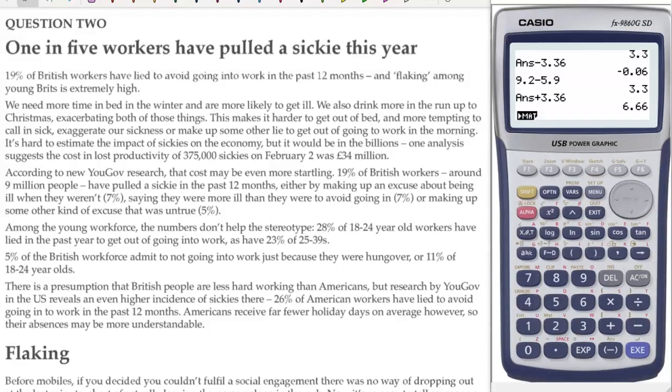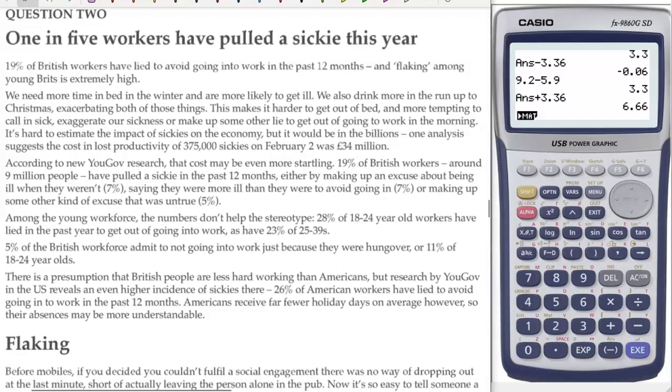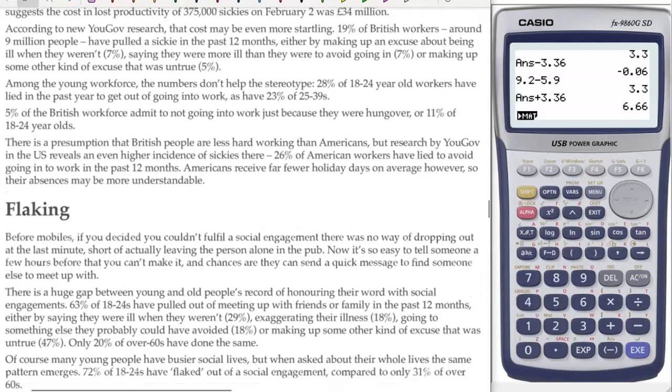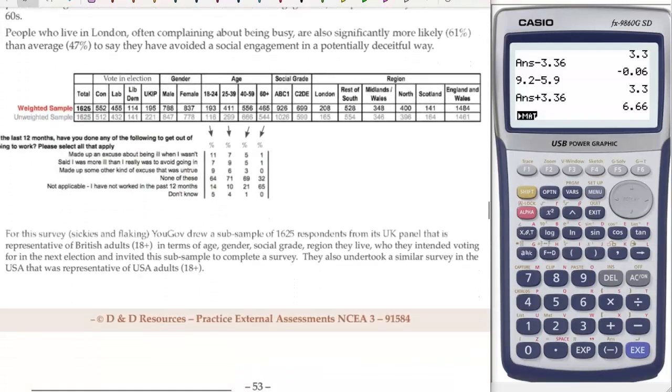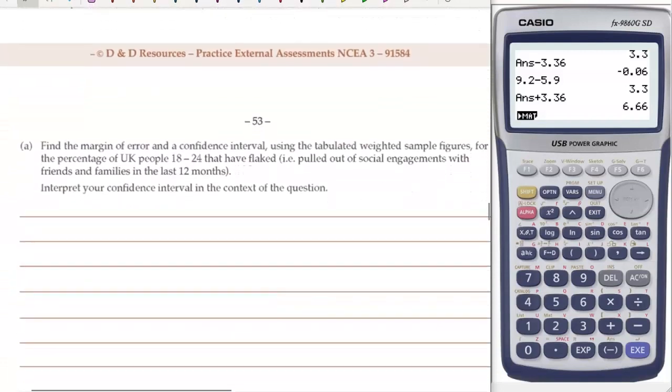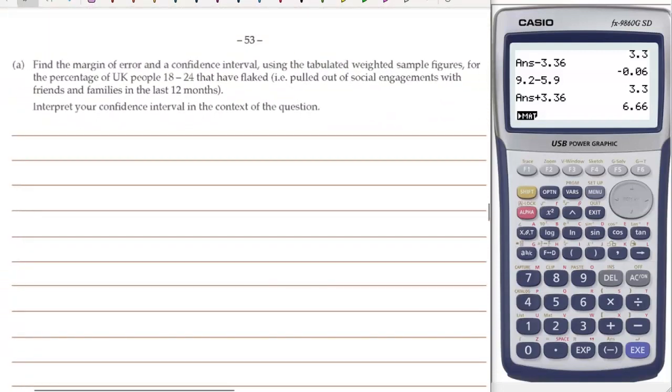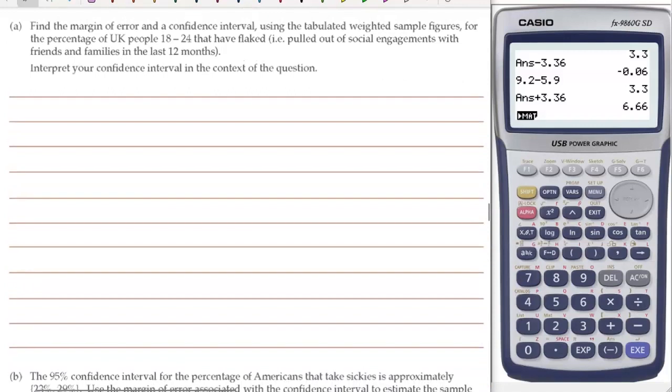Question 2 is about this article that's talking about people pulling sickies and also flaking out on plans. I'm going to again assume you have read this and we'll go straight on to the questions. One thing to note is this was an article from the UK, so it does talk about taking more time off for sickies in the winter and combining that with Christmas, but of course that's a Northern Hemisphere thing that they've talked about there.